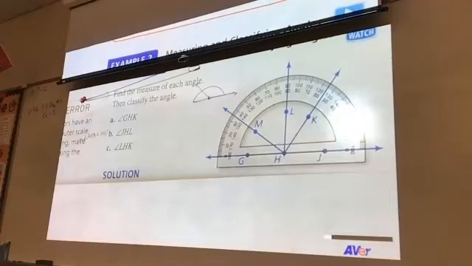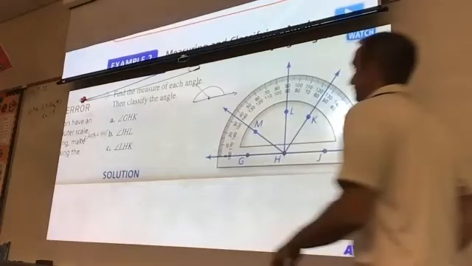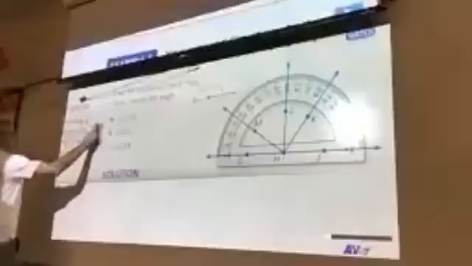Go ahead, talk some more. GHK is 125. Right, 90. Right angle. LK, it's 35. Yeah. Finished.